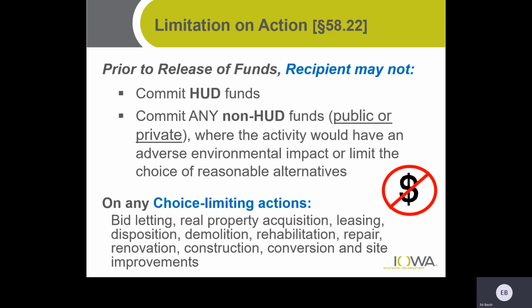Those include bid letting, real property acquisition, leasing, disposition, demolition, rehab, repair, renovation, and so on. Any kind of construction item certainly is a choice limiting action. Anything that impacts the environment is maybe a good rule of thumb to keep in mind when looking at limiting actions. If you ever have a question on whether something is a choice limiting action or not, give us a call before you undertake it.